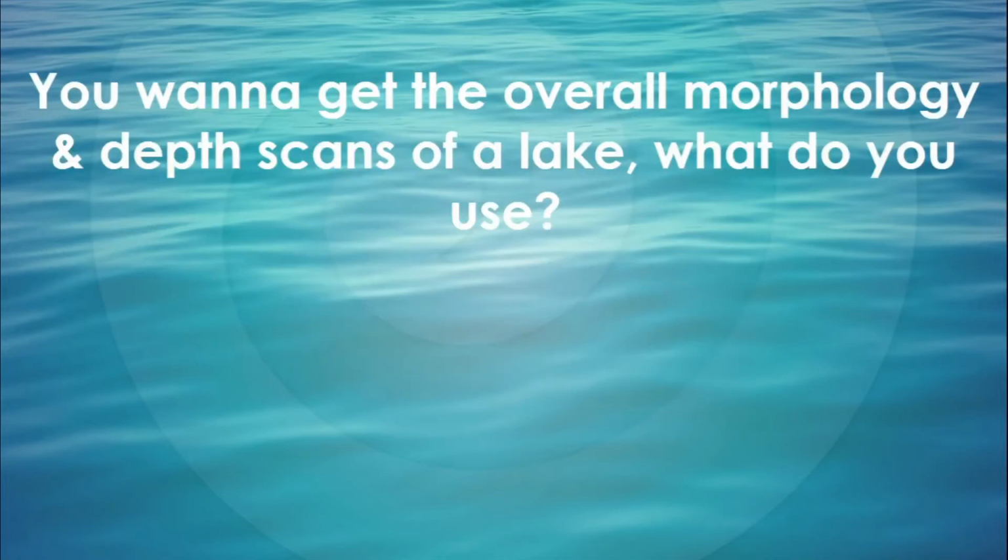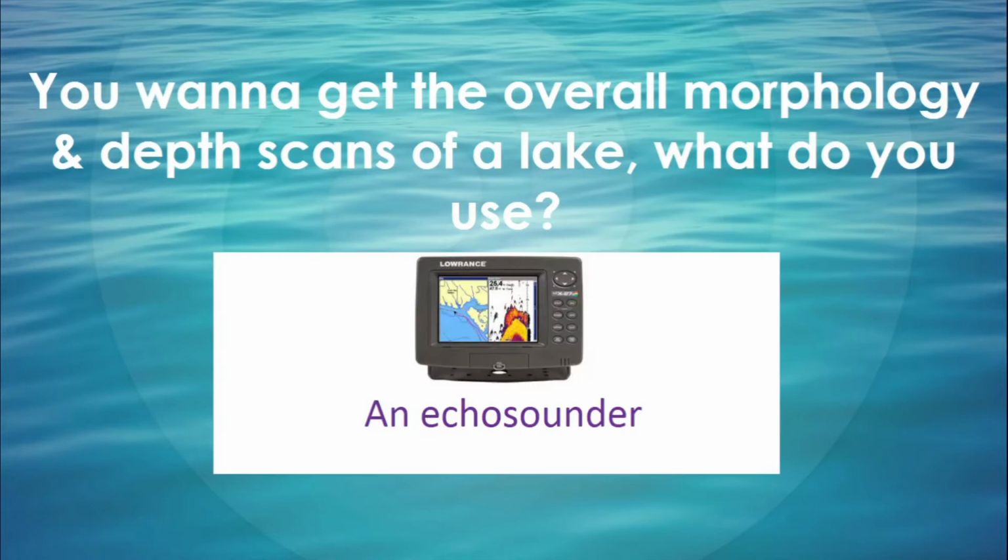Okay, let's try something from Baludo et al. So let's say you encounter a lentic system for the first time, like a lake, and you want to get the overall morphology and depth scans. So what would you use? If you thought of an echo sounder, you are correct. So from the name alone, you can tell it uses sound waves to get the outline from the depths of the system. And in case of Baludo, they came with an attached GPS just for good measure.